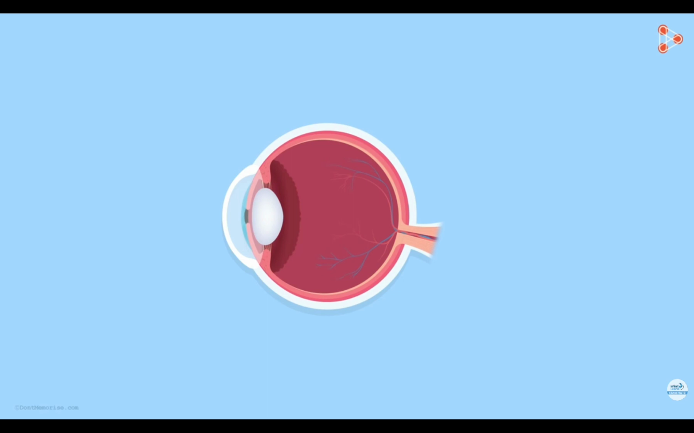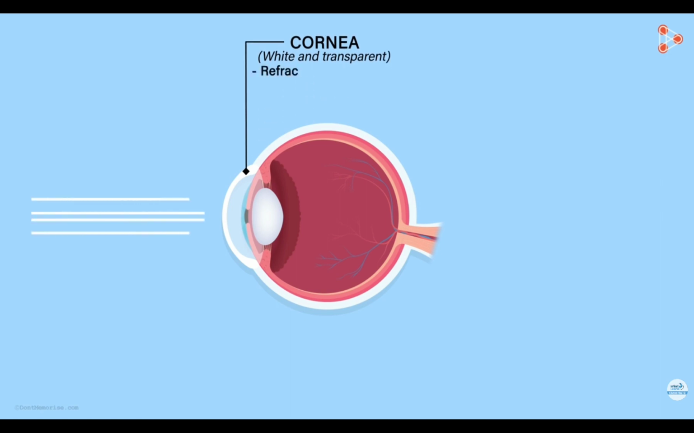Let's begin. The outer layer of the eye is called the cornea. It's white in color and transparent. Transparent? Yes, it means that it allows light to pass through it. In fact, the cornea refracts or bends the light passing through it. And much of the refraction inside the eye is done by the cornea. But wait, it not only refracts light but also protects the inner parts of the eye.